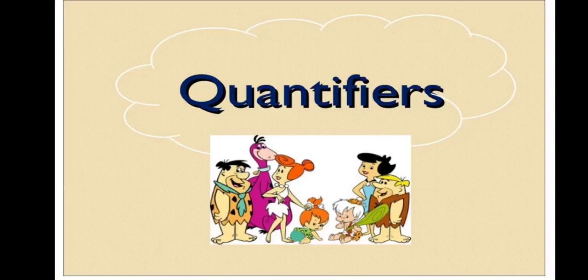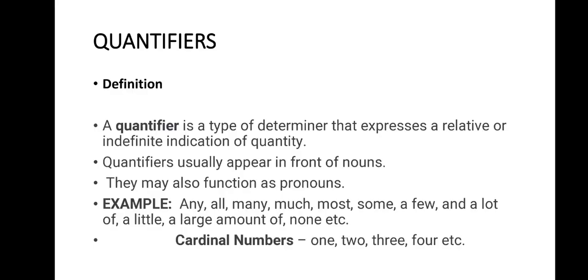Now come to the next determiner. They are quantifiers. What are they? They are quantifiers. See the definition. A quantifier is a type of determiner that expresses a relative or indefinite indication of quantity. Can we read that again? A quantifier is a type of determiner that expresses a relative or indefinite indication of quantity.